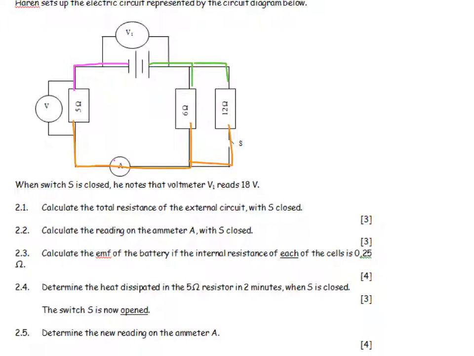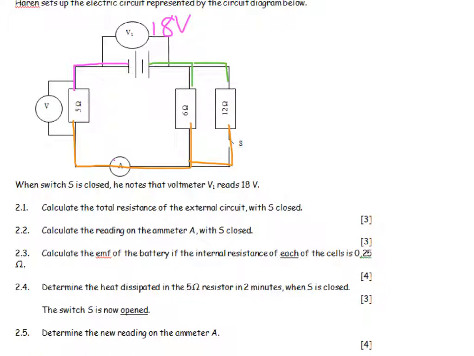is in series. They've asked me immediately to close switch S, which is a good thing because I'd already gone over it with a line. And we notice that the voltmeter is 18 volts. So I'm going to write that in. There's only 1 voltmeter, so it's 18 volts. Then it asks you to calculate the total resistance of the external circuit.